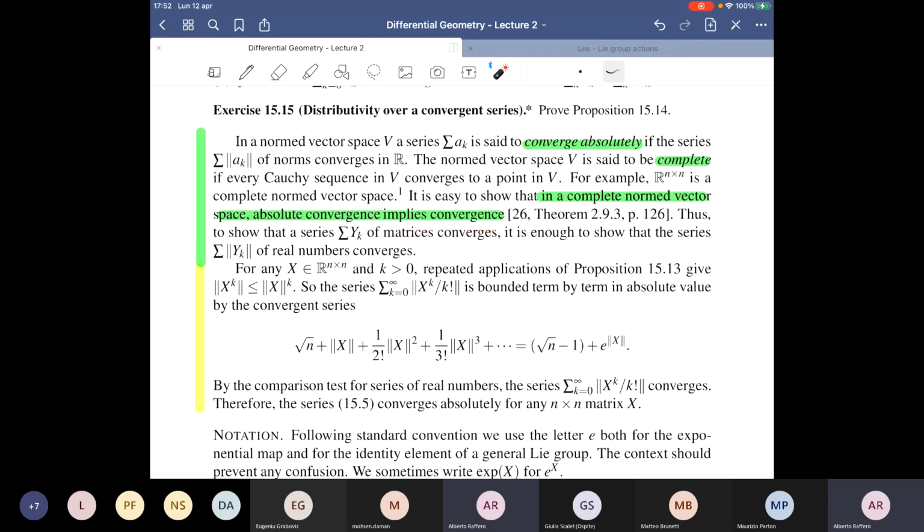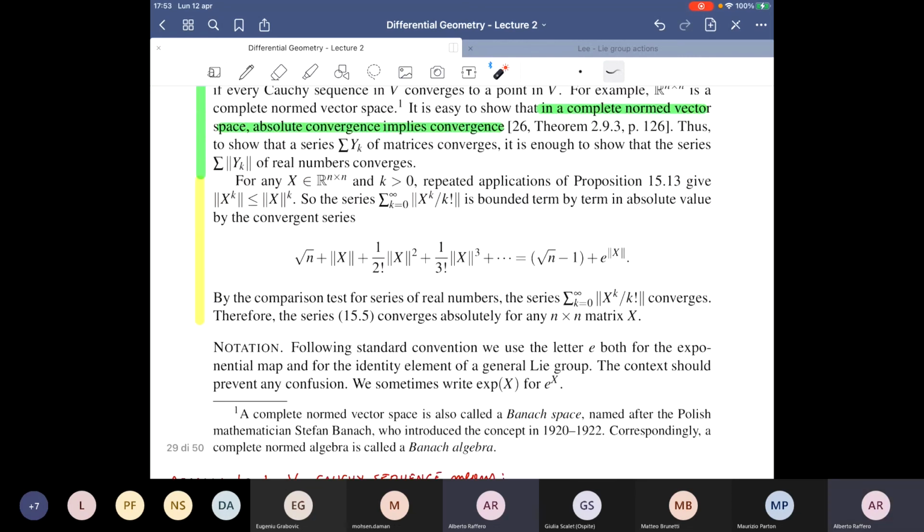And why is this nice? Because in the case we are considering, absolute convergence is a convergence for real series of real numbers. So we can use known results on real series to draw conclusions. In particular, to show that a series of matrices converges, what we need to show is that the real series of the norms of each element we are summing up is convergent.